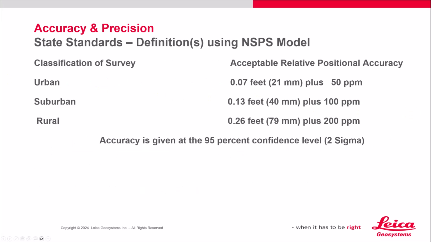So this is where we talk about state standards. Now, many states have their own standards, but many also refer to the NSPS model standards. In this case, you've got classifications of surveys that are urban, suburban, and rural, and they have these relative positional accuracies, much like the ALTA regulations, of 0.07 feet plus 50 parts per million, or 0.13 plus 100 parts per million, and 0.26 plus 200 parts per million for the rural, and this is at the 95% confidence level, otherwise known as 2 sigma.